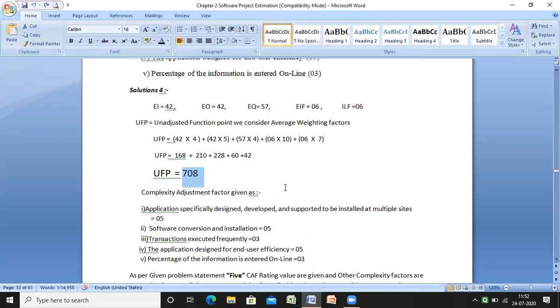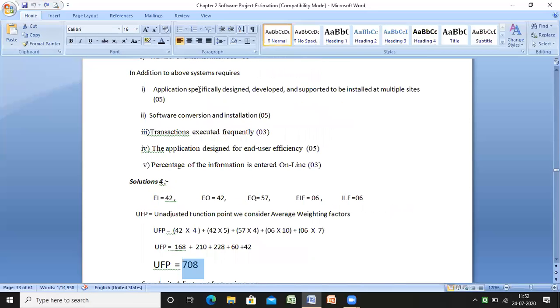So UFP is calculated as 708. Here, the complexity adjustment factors they have mentioned, I'm going to just put an equal sign in front of them. Whatever they have mentioned, application specifically, and so on in the bracket, I am marking with an equal sign.